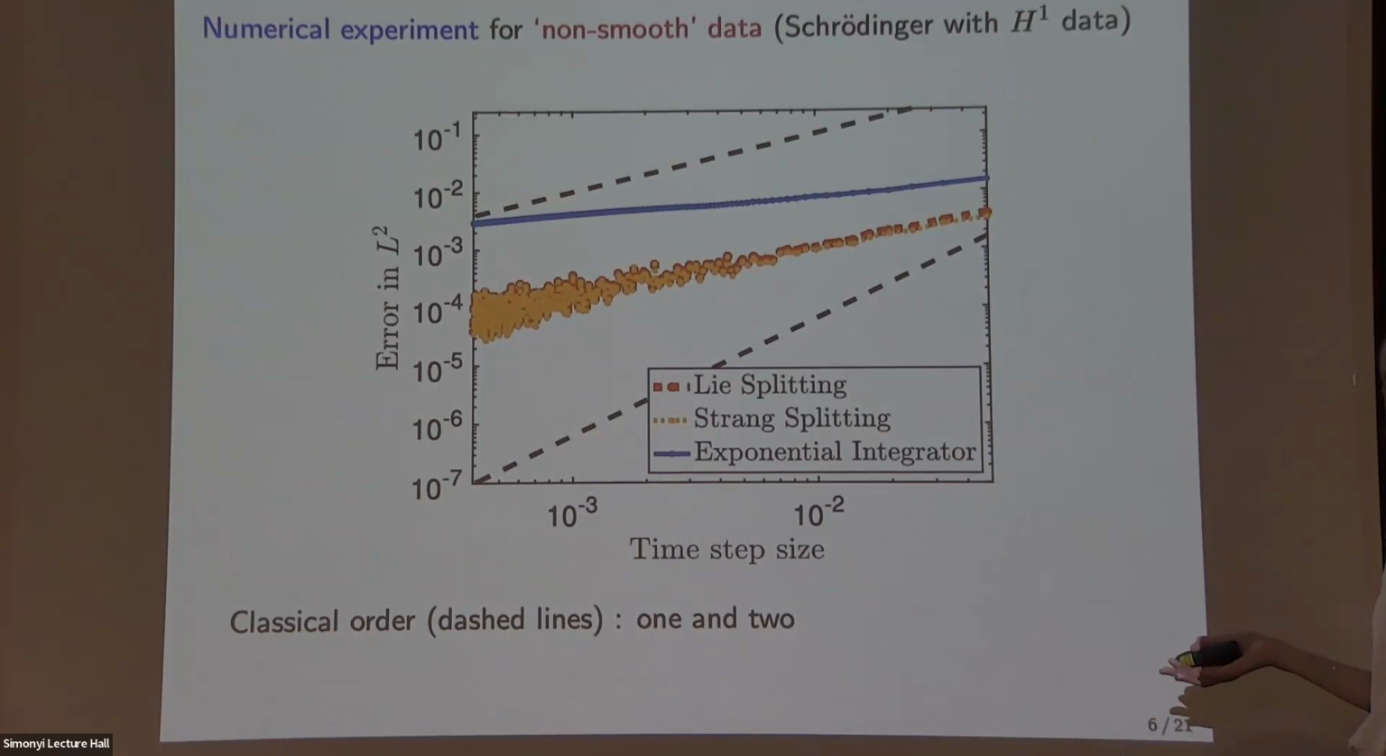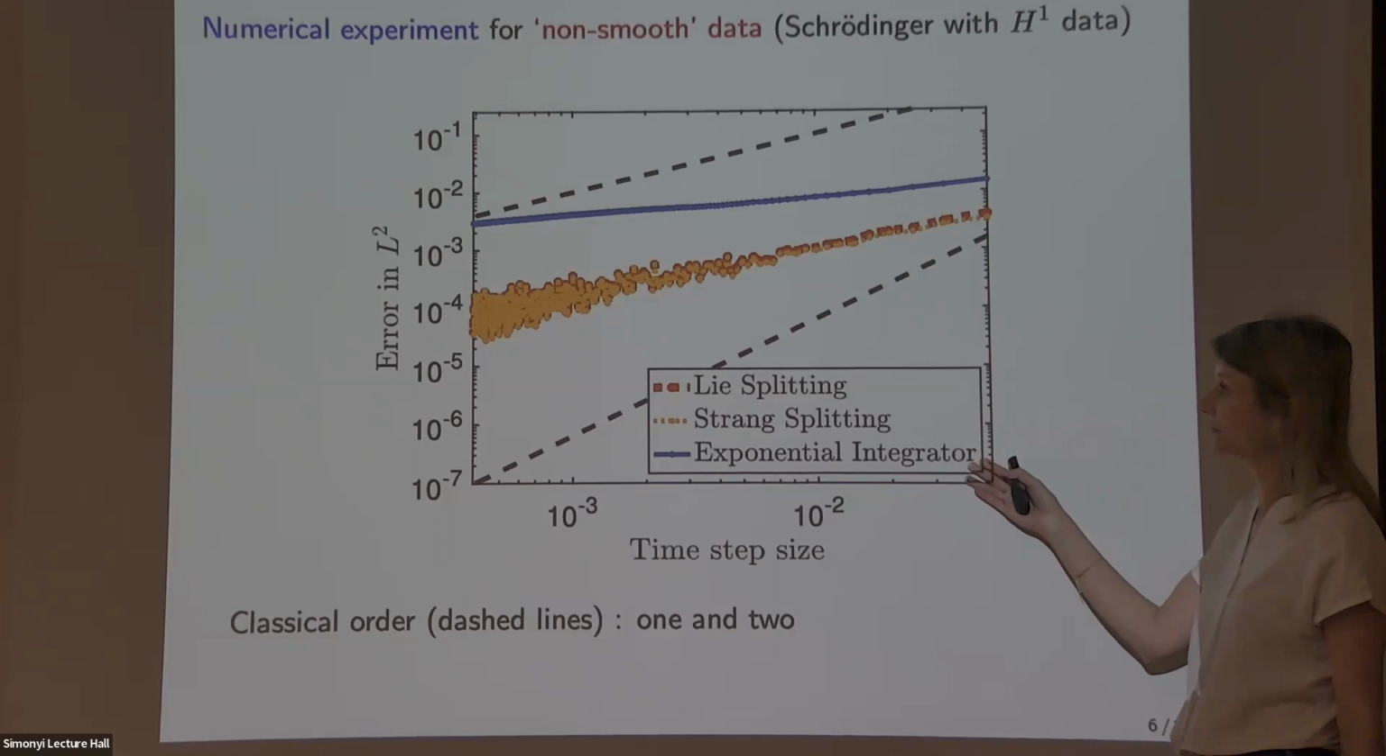So what we see here is the time step size, and here we see the error. And here is a curve of slope one and of slope two. For a first order method, you would assume that the convergence is parallel to the first order line, and for a second order method, you would assume that it is parallel to the second order line. The Lie splitting and the exponential integrator are first order methods, so you would expect a convergence like this.